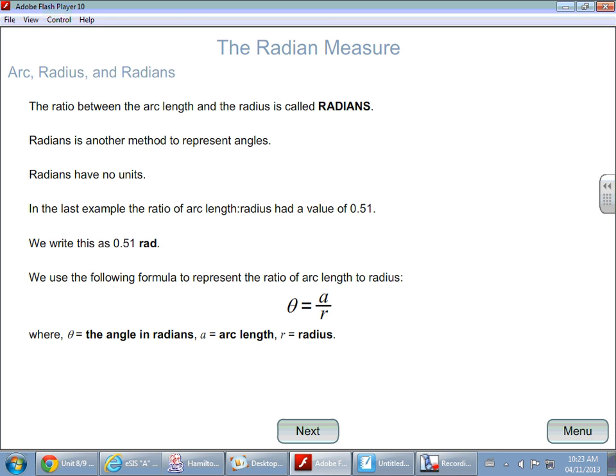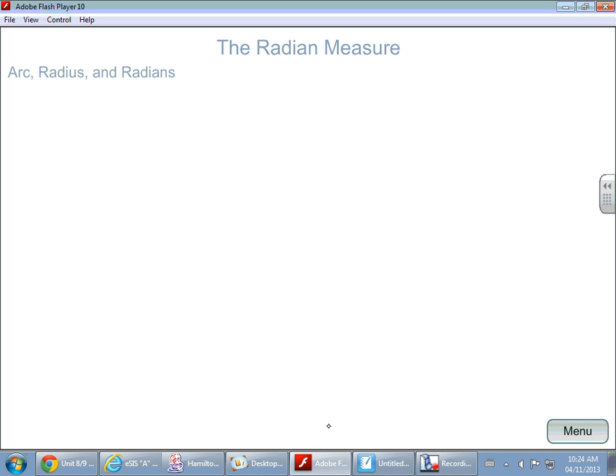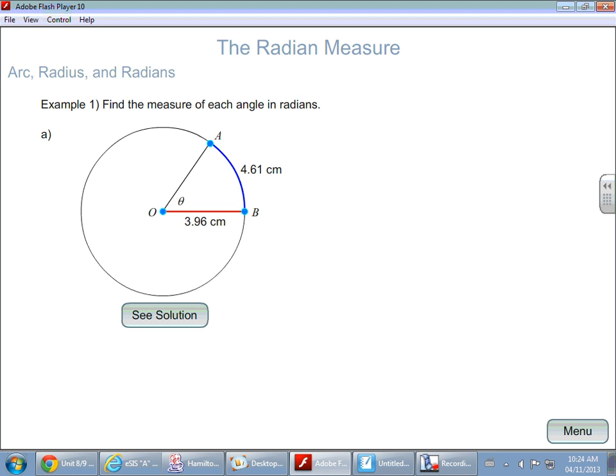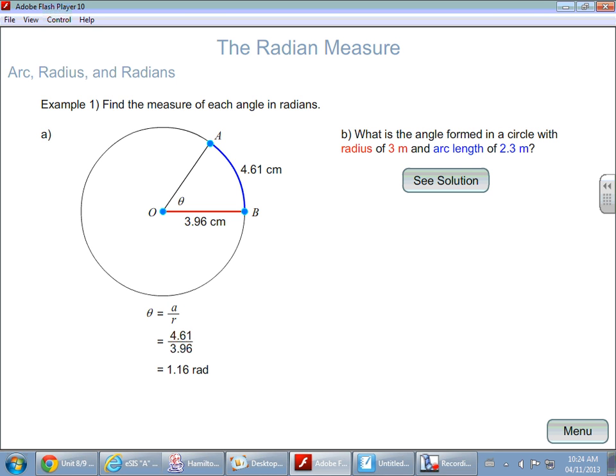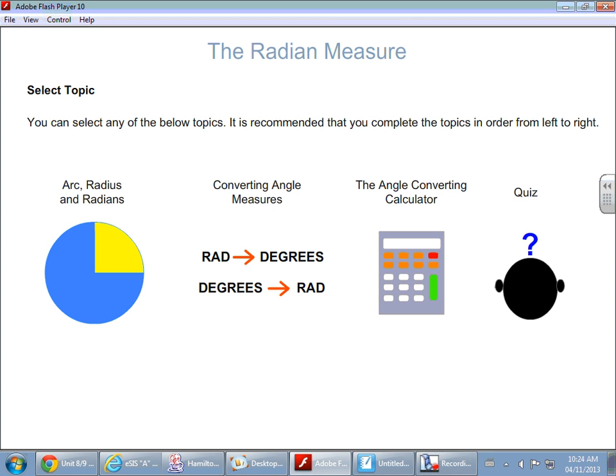Here's the formula for finding the number of radians in an angle size. It's the arc length produced by the angle divided by the radius. That's all radians are. And then there's some examples you can work through. So to find the number of radians in this angle, you would take the arc length, you divide it by the radius, straightforward stuff. Okay. And there's some more you can work through at your leisure.